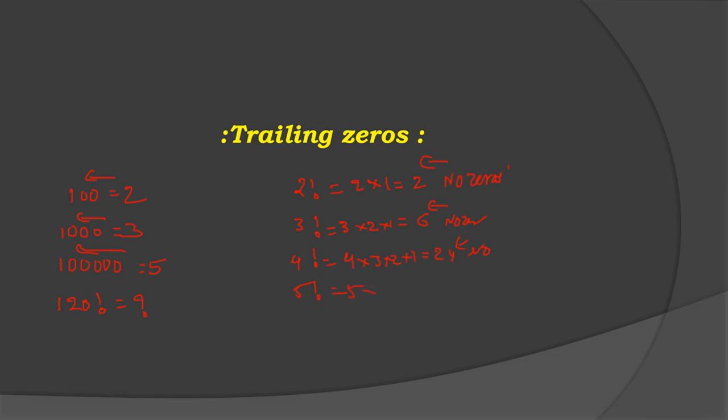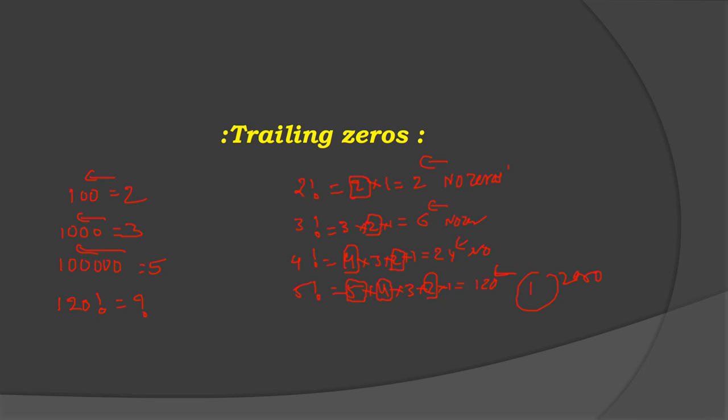Then 5 into 4 into 3 into 2 into 1 equals 120. How many zeros from the right side? There is one 0 here. How can we get one 0? That's important. Just look at the concept. In 2 factorial, 2 participates in the multiplication, but we didn't get 0. Here also 2 participates. Here 3 twos participate, but we didn't get 0. Here 3 twos and 1 five participate. Then here we are getting 0.